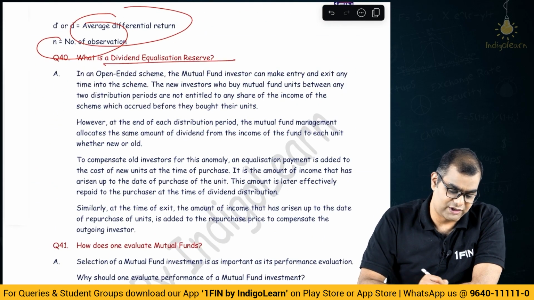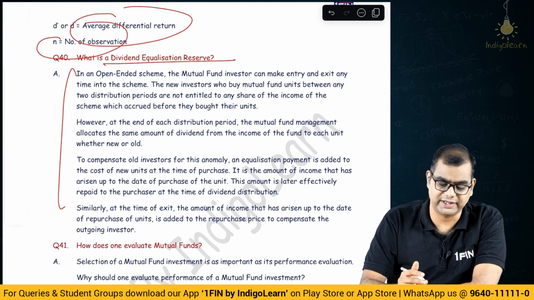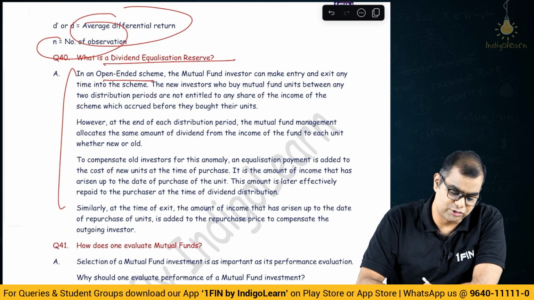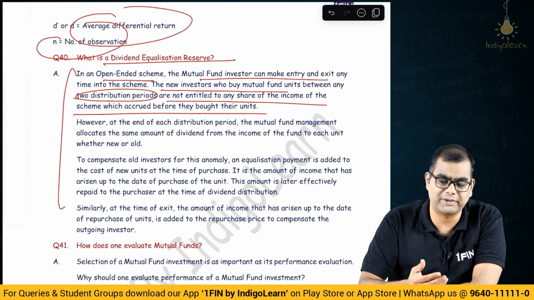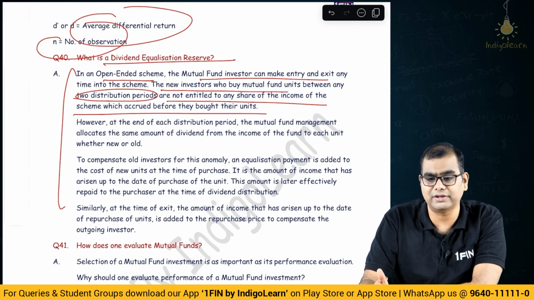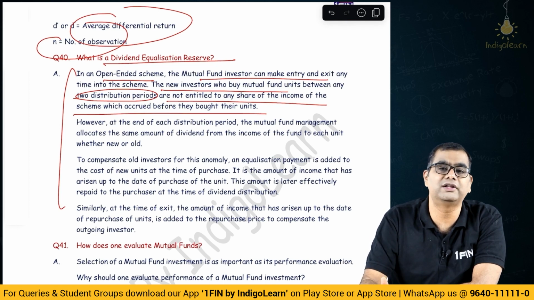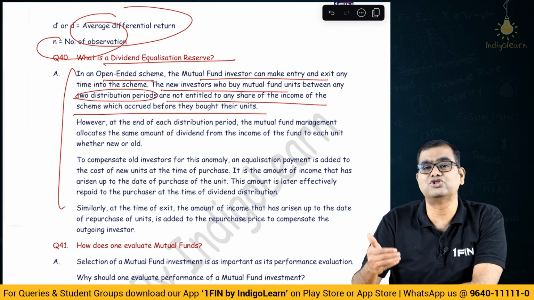What is dividend equalization reserve? Now, this is a very interesting concept, and you will understand it when you solve a problem, but I will explain what this is. In an open-ended scheme, a mutual fund investor can make entry and exit whenever they want. New investors who buy mutual fund units between any 2 distribution periods are not entitled to any share of income of the scheme which accrued before they bought the unit. So, if there is any income generated by a mutual fund scheme which is distributed to its unit holders, that income accrues to the people who were holding the units through the period, or as on that particular day. It does not accrue to the people who join after it.